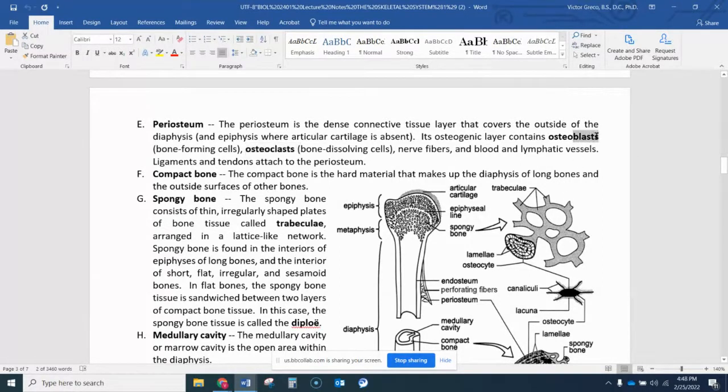Just remember, blast builds, or these cells are blasting out, I like to think of it that way, material which is not quite bone. It's very gel-like, because remember we said we need the mineral salts from our diet to mix with it in order for bone to harden. When we need to remove bone, those are the osteoclasts that can dissolve bone, and we call that resorption. And we'll see that word a little further along in these lecture notes.